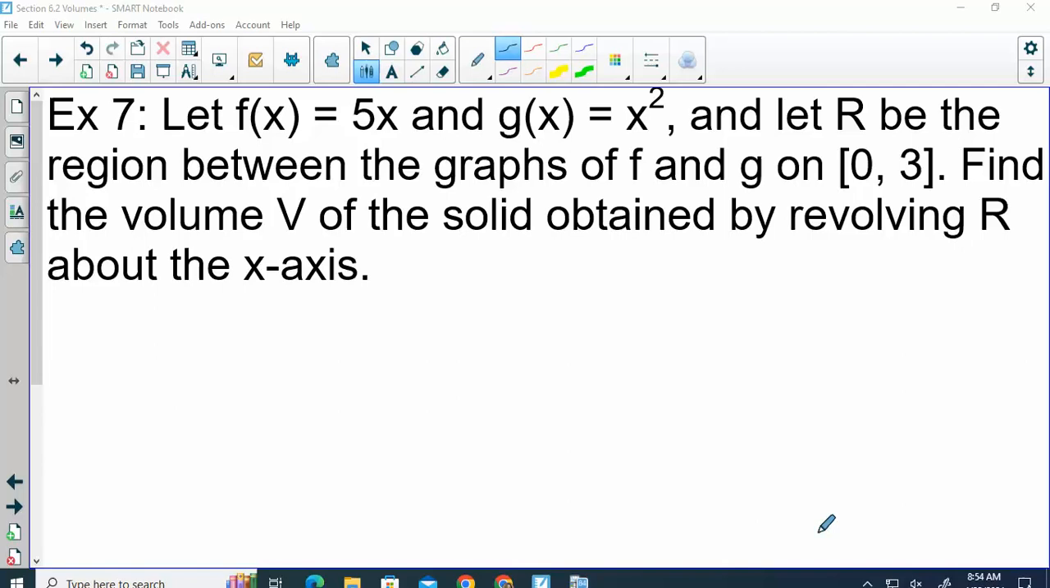All right, I'm going to do this one for sure. I may or may not do the last example. We'll see how much time this one takes.